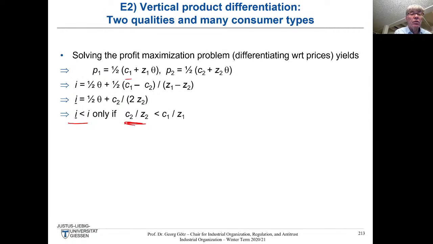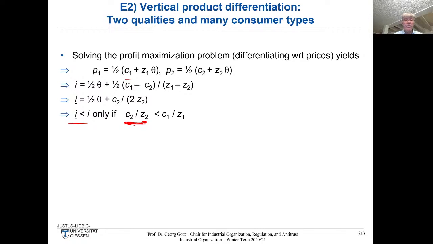What is this C2 over Z2? What is this C1 over Z1? Actually, this is just the quality adjusted cost, the quality adjusted production cost of the two products. And again, think of the batteries. A monopolist would never offer a low quality battery if it costs more to produce. Again, take the 2 years and the 1 year. If the 1 year battery costs more than 1/2 of the 2 year battery to produce, that should make sense, because she would get less in terms of quality from the product.